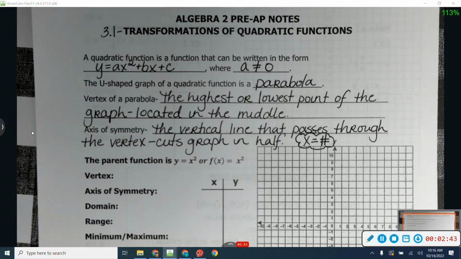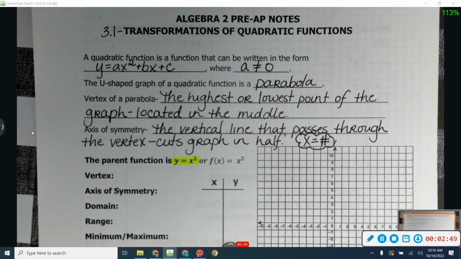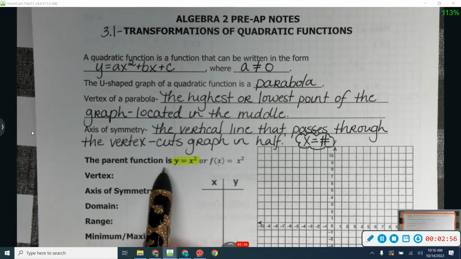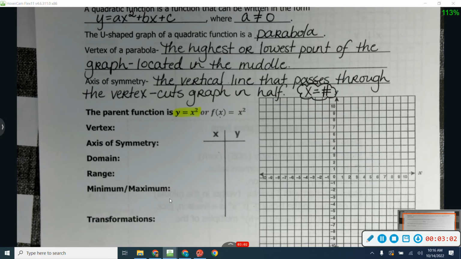Okay, now we're going to talk about the parent function first. So the parent function of a quadratic is y equals x squared or f of x equals x squared. F of x and y are interchangeable. Remember, this is just function notation, and this is just y. Okay? So what we're going to do is graph that in our calculator first.